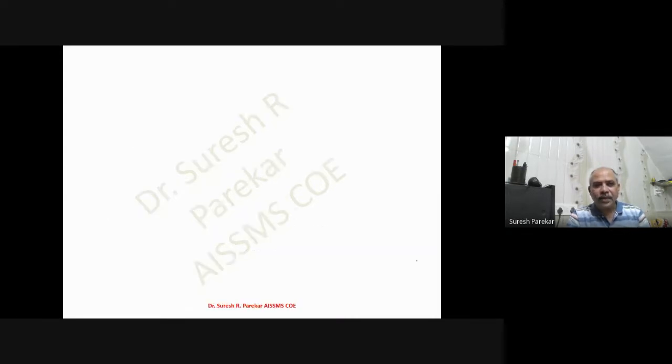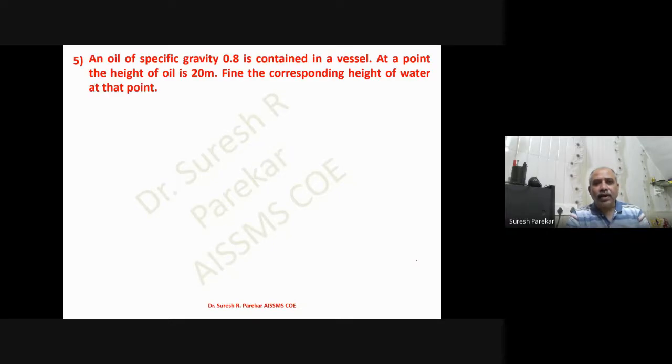Then we have the next problem, the fifth problem. An oil of specific gravity 0.8 is contained in a vessel. At a point, the height of oil is 20 centimeter. Find the corresponding height of water at that point. Here we are given 20 centimeter height of oil and specific gravity 0.8, and we have to find the corresponding height of water.